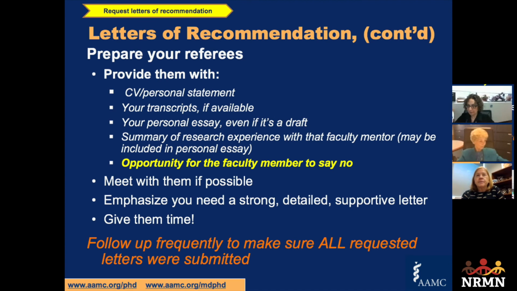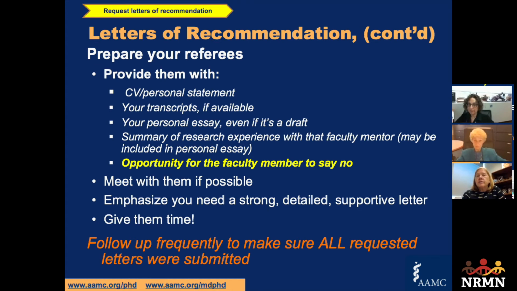Next slide. A couple more things about letters of recommendation. Once someone has agreed to write you a strong letter of recommendation, make sure that you give them your CV, the latest draft of your personal statement, copies of your transcripts, like I said, your personal essay, even if it's a draft, and then a sort of paragraph by paragraph summary of research experiences that you may have done with different faculty. And those could be in your personal essay, but if they're not, make sure you provide those. And then you already will have given them an opportunity to say no to writing you a letter.